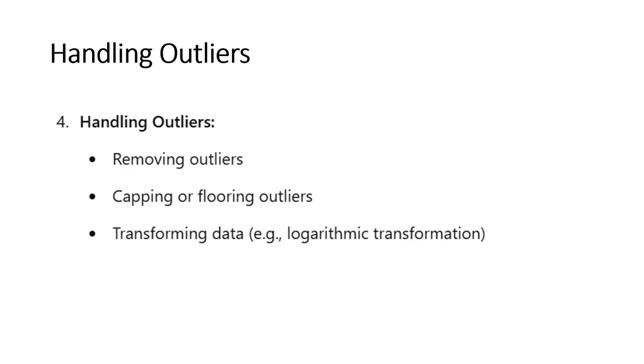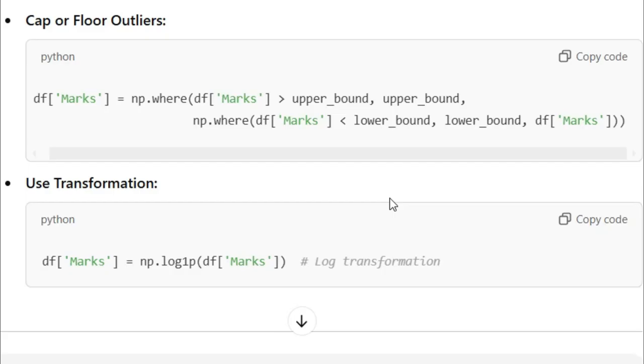But if that is crucial data, then we will go for the second method, that is capping or flooring outliers. It is nothing but replacing the outliers with some other values, like an imputation method. For example, for marks greater than the upper bound, as I already told you in the IQR method, or less than the lower bound, we can replace the marks which are greater than the upper bound with the value of the upper bound, and the marks which are less than the lower bound will be replaced with the lower bound values.